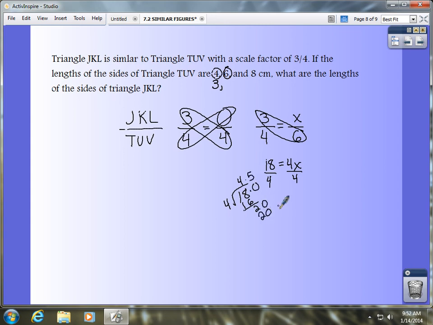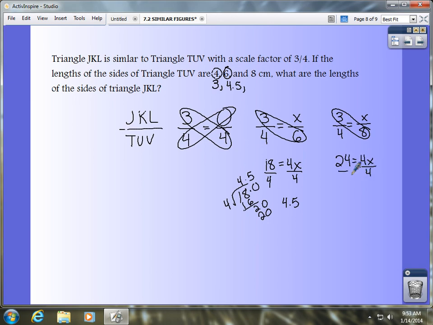And then my third side, I do the same thing. 3 over 4 equals something over 8. 3 times 8, I'm going to put it next here. 3 times 8 is 24. It has to equal 4x. Divide by 4, I get x equals 6. So these are my three sides here.